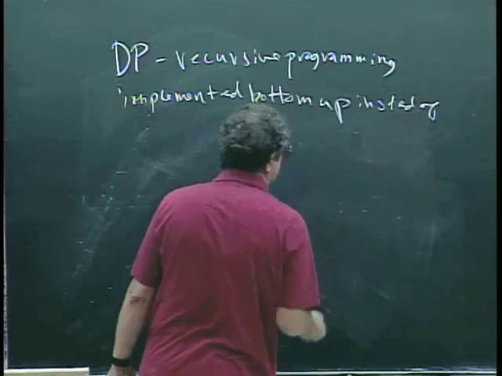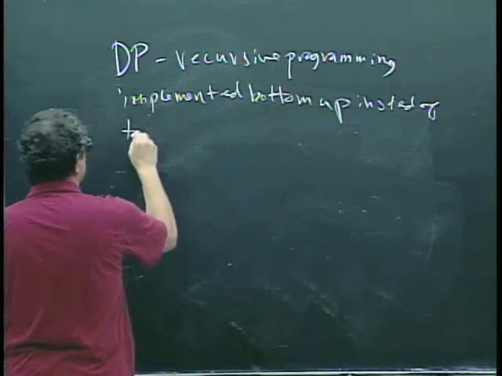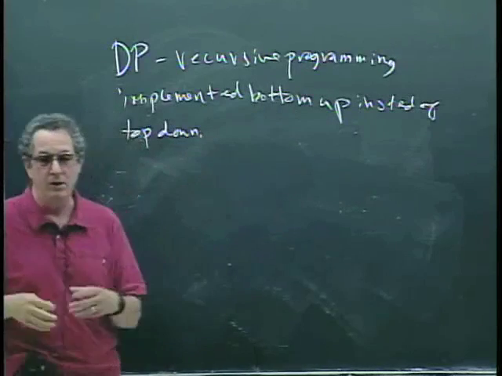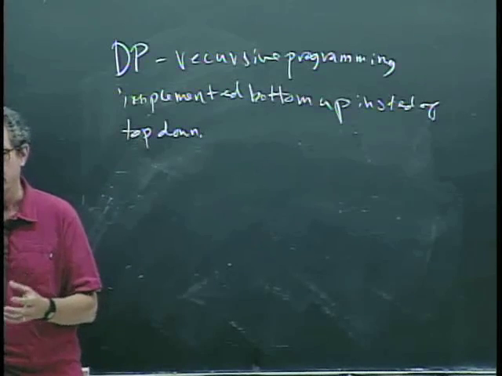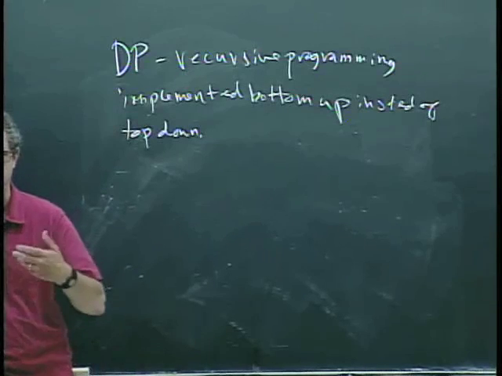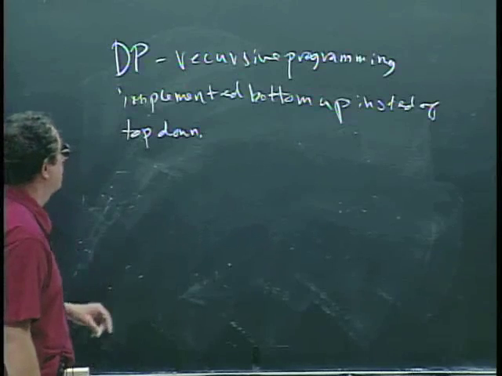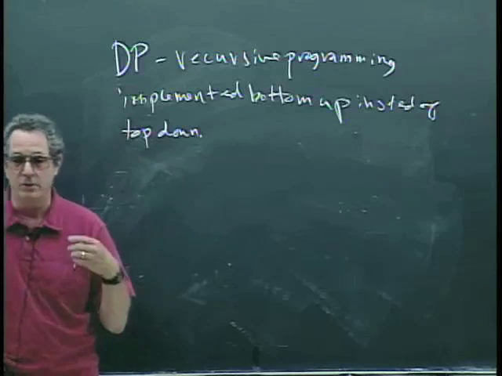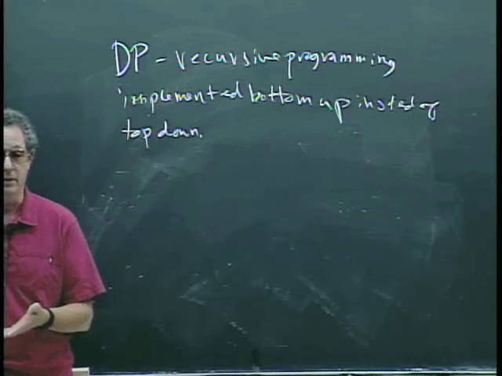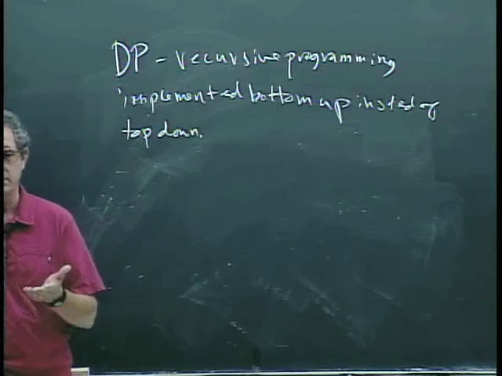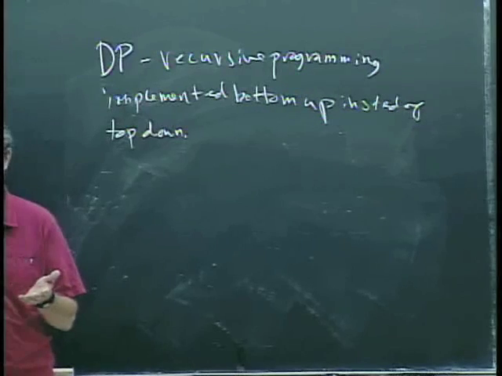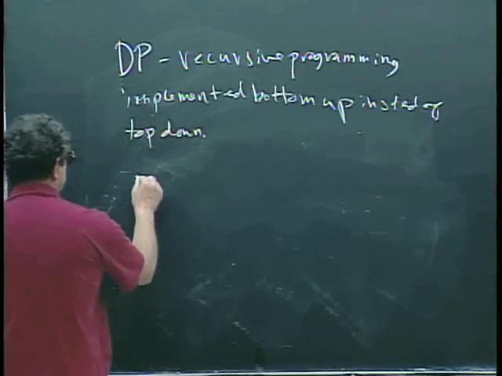Instead of top down. Well, by top down, I mean that the first thing you call in the program was opt of n, and then it makes recursive calls and finally hits the base case and then starts bubbling back up. But bottom up means you can compute the base case immediately and then start computing the values of opt for bigger parameters.